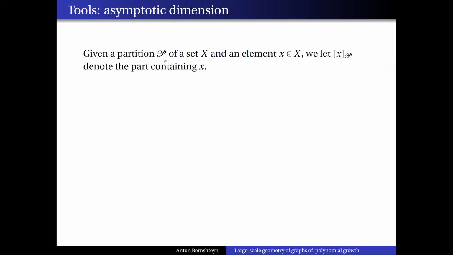So first, a bit of notation. Imagine I have a ground set X, and I have some partition of this set. You should think of it as being a partition into finite sets. That's what it's going to be for us. Then I have this notation x in brackets subscript P. This is the part of the partition containing the element x. You can think of P as an equivalence relation, then this is the equivalence class of x.